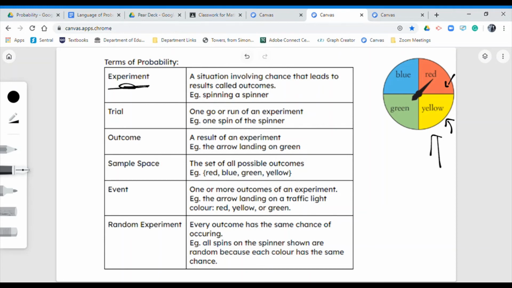A trial is only one go or one run of an experiment.